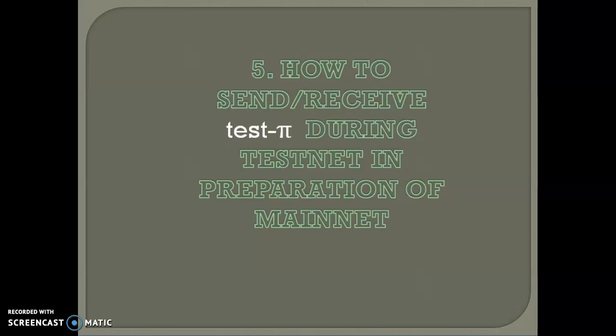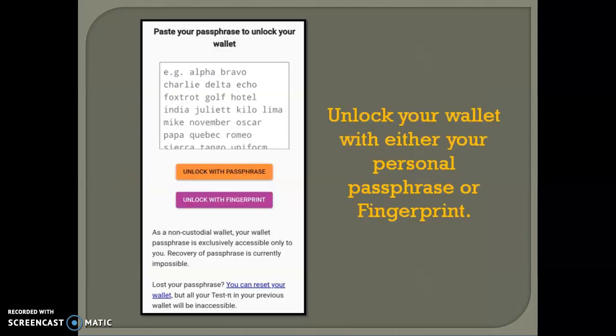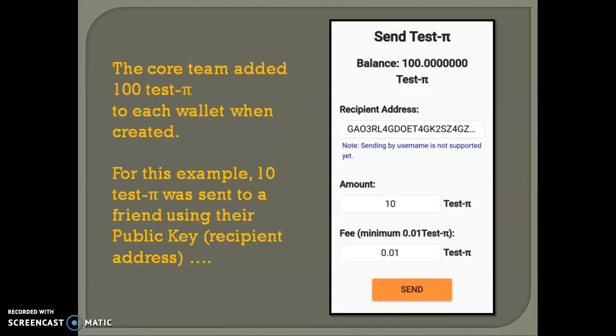Now, as an added bonus to this video, I wanted to show you how easy it is to send or receive Pi on the network. Click on the wallet icon on the main page of the Pi browser. Unlock your wallet with either your personal passphrase or fingerprint. When you open up this test wallet, you will see that you have a balance of 100 test Pi that was given to each Pioneer when your wallet was created.